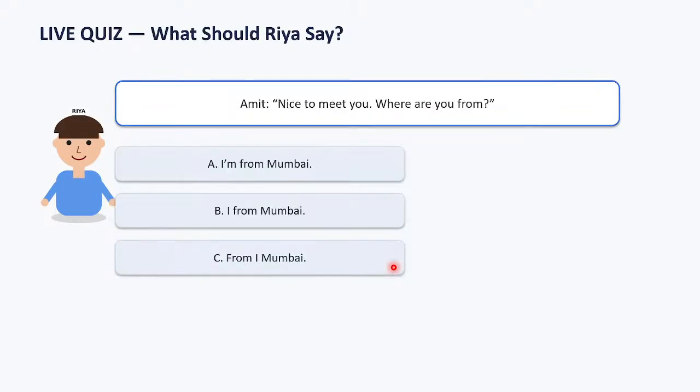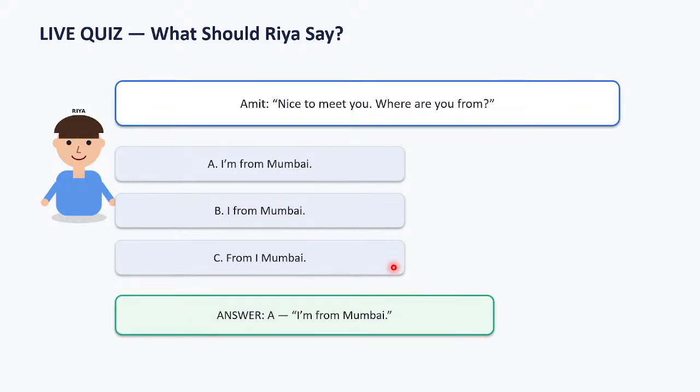Yes, you can give me the answer in the comment. Okay, try to solve the answer. Okay, no issue. Answer is: I am from Pune. What will Ria say? I am from Mumbai. She is from Mumbai, so Mumbai. Okay.